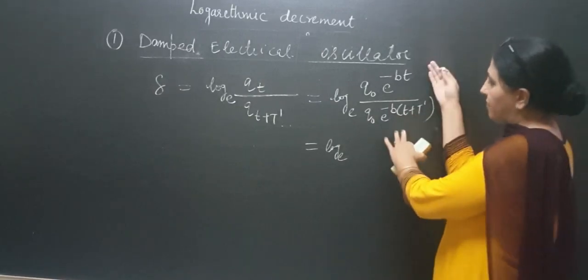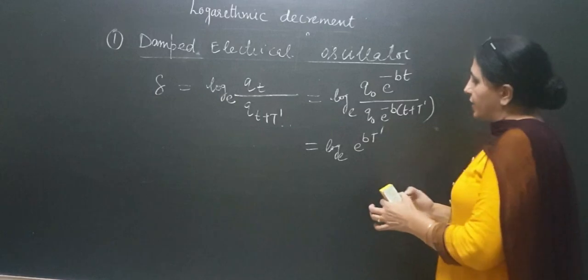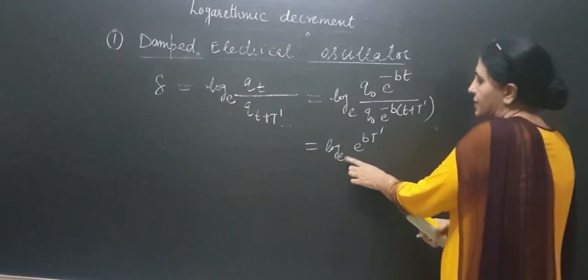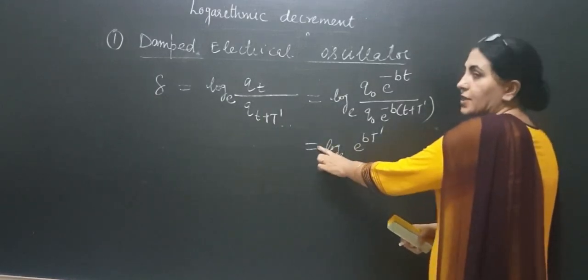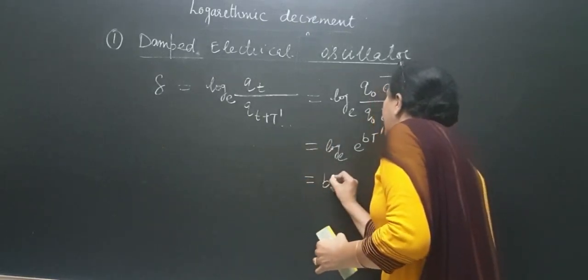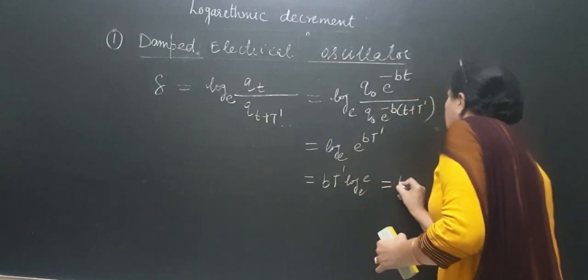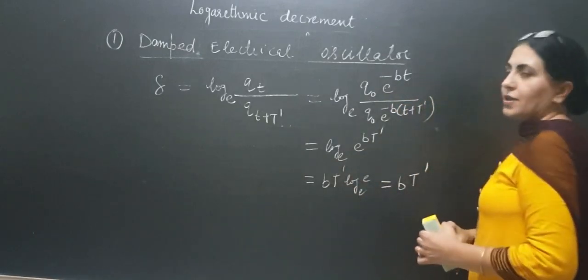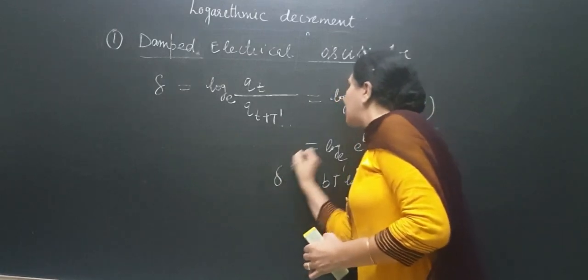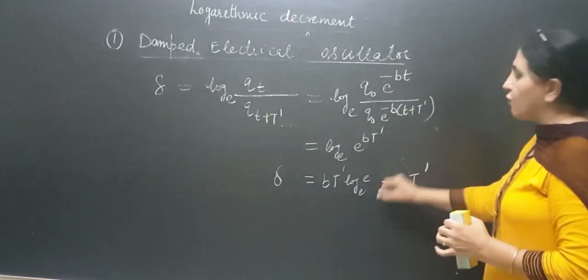When it goes upwards, it is e raised to the power bt'. And log base e of e^(bt') is like log m^n, so this is also equal to bt' log of e base e, which is equal to bt'. Clear? So in the case of a mechanical or electrical oscillator, the value is the same. Only the difference is the value of b.